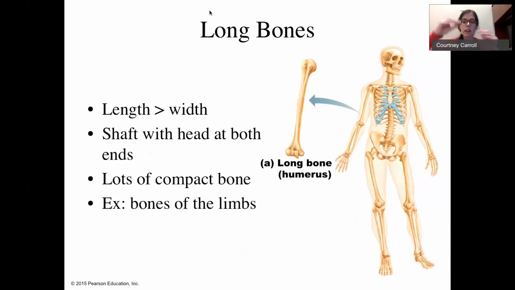This is where the length is bigger than the width. They have a shaft with heads on both ends. And this is where you're going to see lots of compact bone. Because they're so big, most of that surface area, again, it has to be covered in the compact bone. And these are like the bones of our limbs, like our humerus and our upper arm.